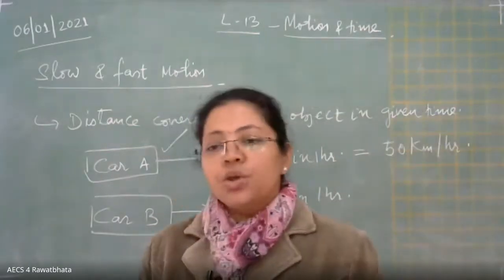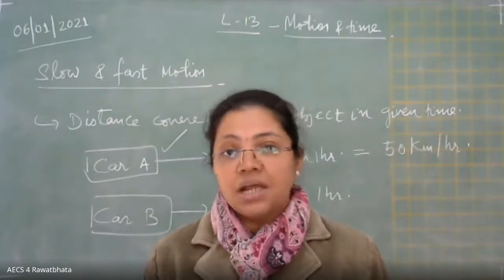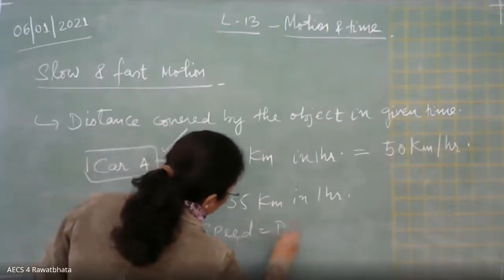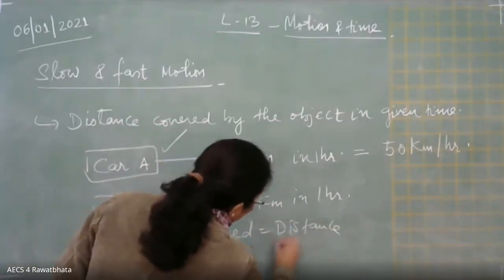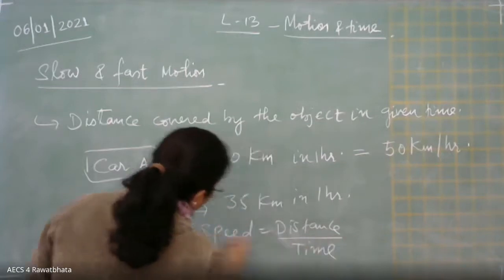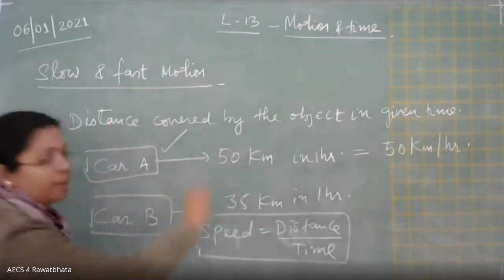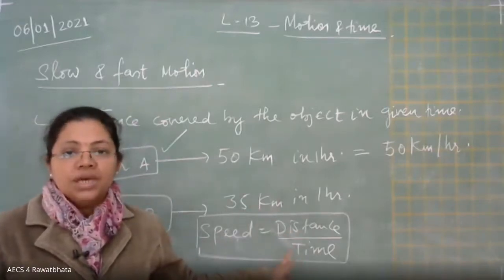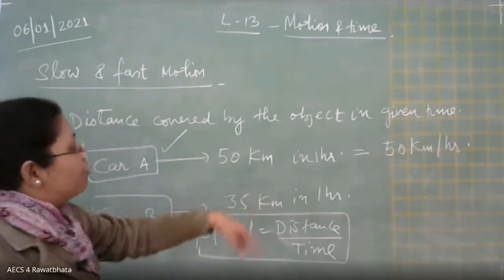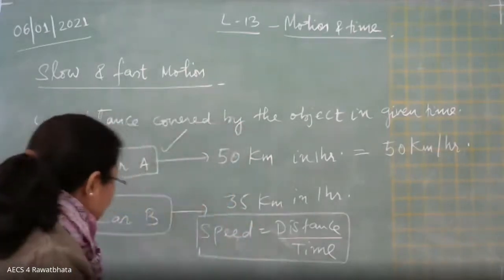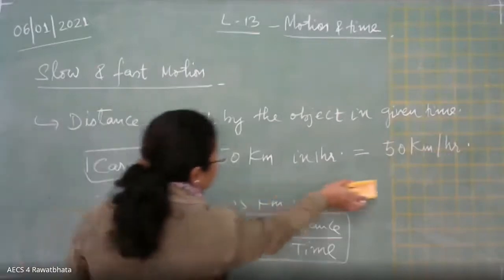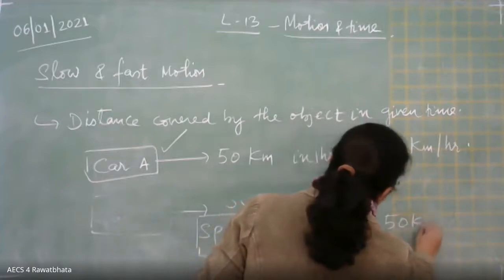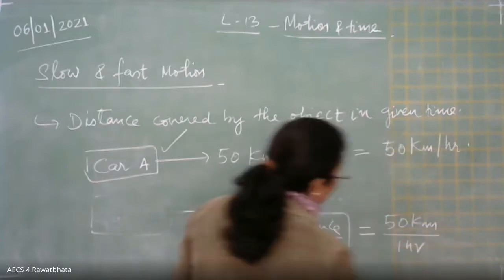अब कुछ बच्चे सोच रहे होंगे कि 50 किलोमीटर पर आवर मैडम ने कैसे निकाला. So you have to remember that speed is equal to distance upon time. This you have to remember. Speed is equal to distance upon time. Okay. So here distance, what is given for car A? For car A, the distance given is 50 kilometer and time given is 1 hour.